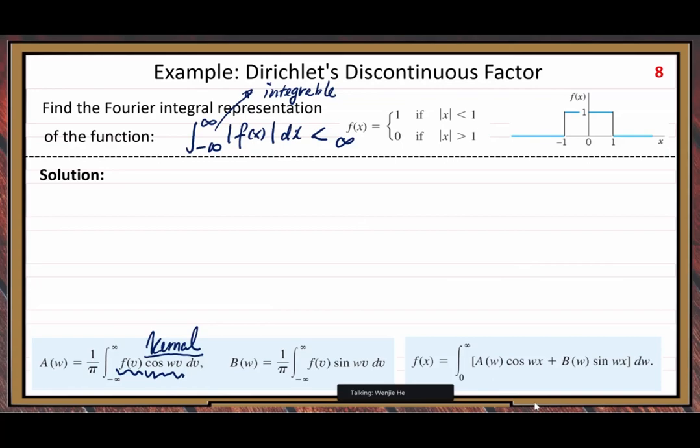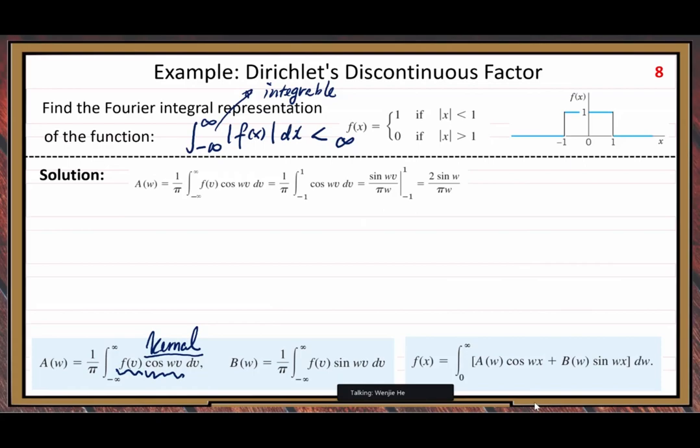So now we know that with this condition, and this condition is very easy to satisfy in real-world situations, because it is much weaker than the continuity requirement. Now, under this understanding, let's calculate the capital A function and the capital B function here.